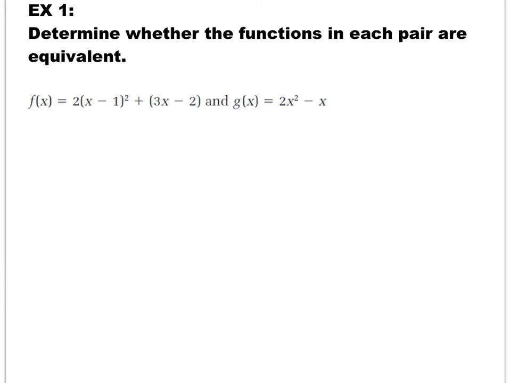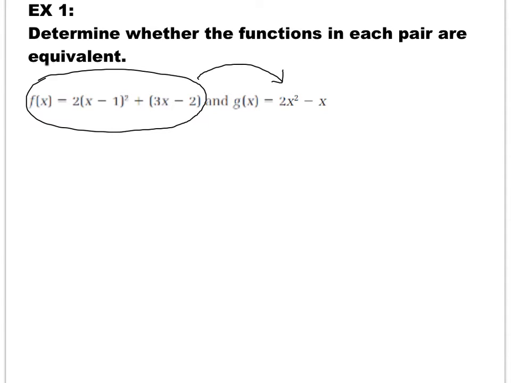For instance, in example 1, we have f(x), which is 2(x - 1)² + 3(3x - 2), and g(x) is 2x² - x. We are to determine whether these two functions are equivalent. To do that, I'm going to simplify the more complex expression, which is f(x). And then I will see after simplification if I'm going to get g(x).